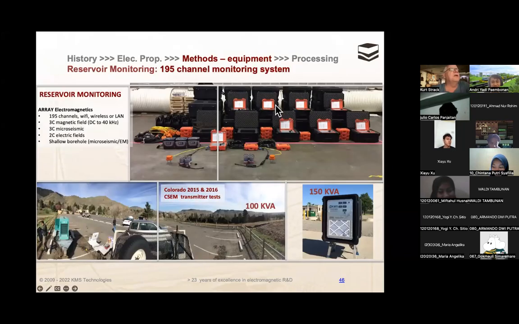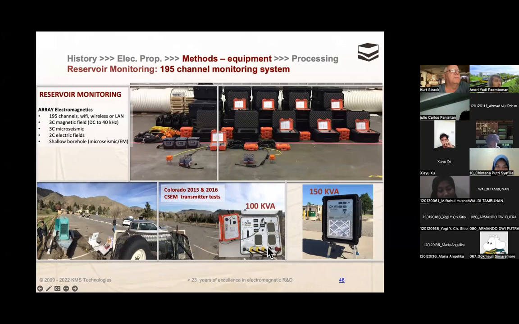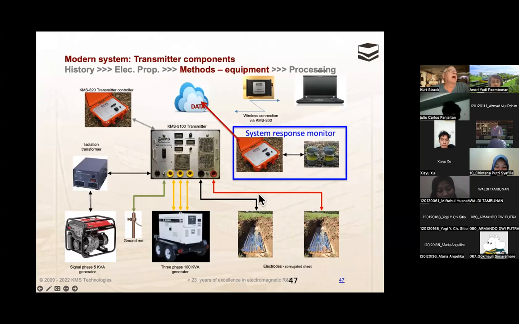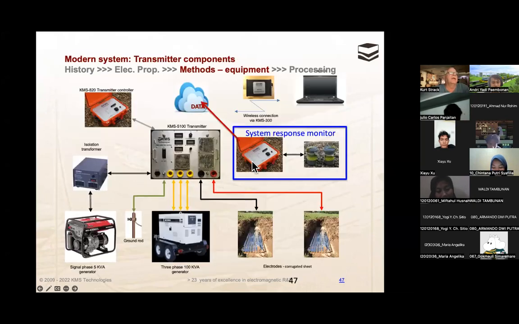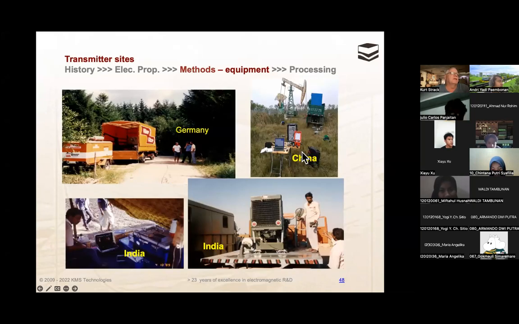So this is a different system. This is the 195 channel system with the seismic geophones and a 100 kilowatt transmitter. This is the picture of the transmitter, and this is a 150 kilowatt transmitter. Now, the transmitter gets connected to a generator and then injects a current in the ground. And you measure and control the transmitter also. And then you have some safety equipment for this, and you can do some processing directly there.